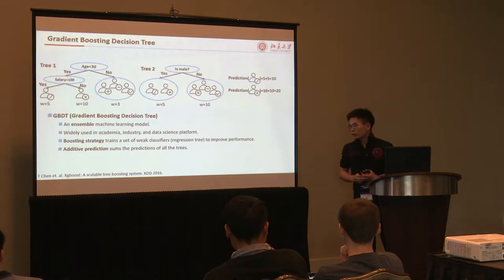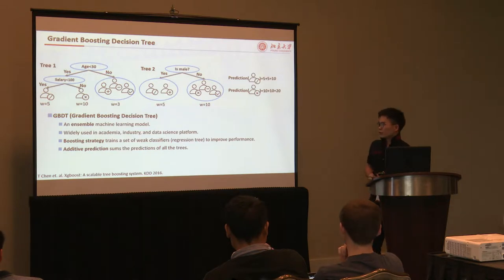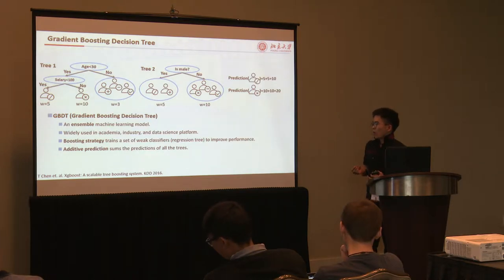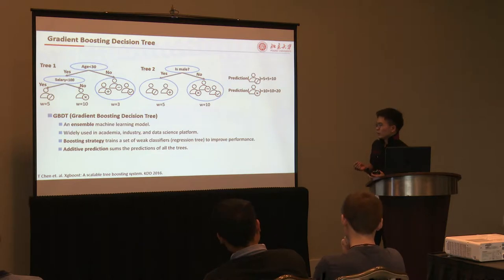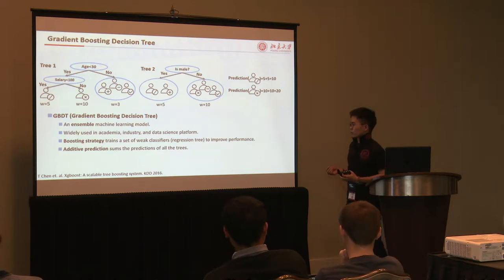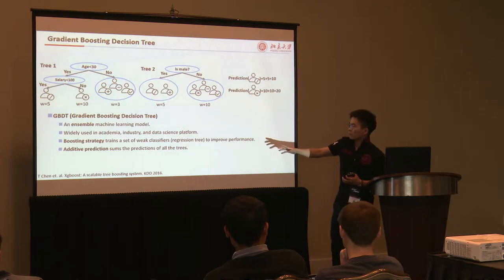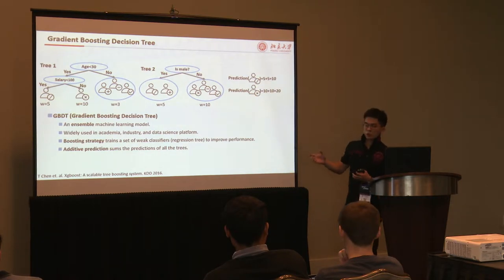Gradient boosting decision tree, GBDT for short, is an ensemble machine learning model widely used in academia, industry, and data science platforms such as Kaggle. GBDT uses the boosting strategy that trains a set of regression trees to improve performance. When predicting the training data, GBDT sums the prediction of all trees. For example, the prediction of this man is the output of the first tree 5 plus the second tree 5.